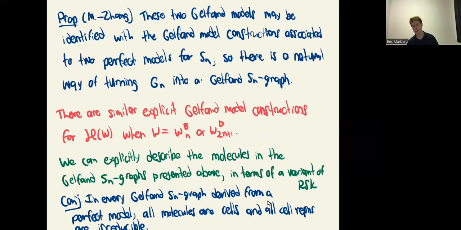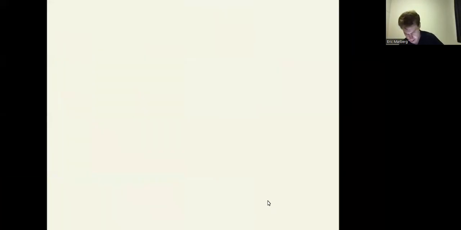Now I'll point out there's maybe a natural question here: I just gave you one particular Gelfand model that can be derived from a perfect model. In general, there's not a unique way of constructing perfect models for any of these Coxeter groups. Nevertheless, there are some uniqueness results that are relevant here.